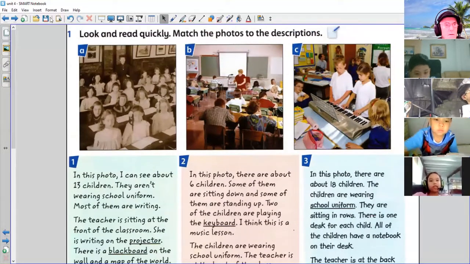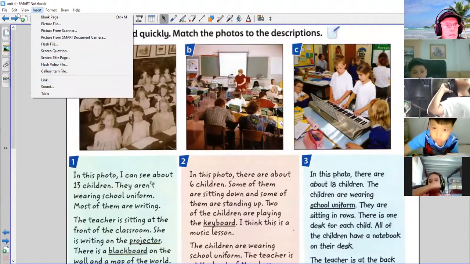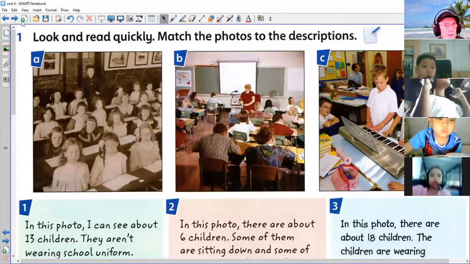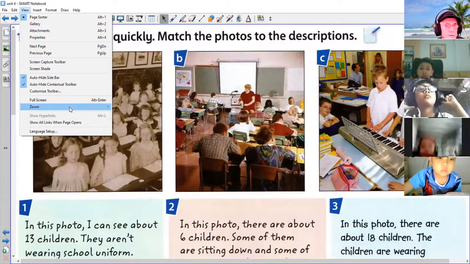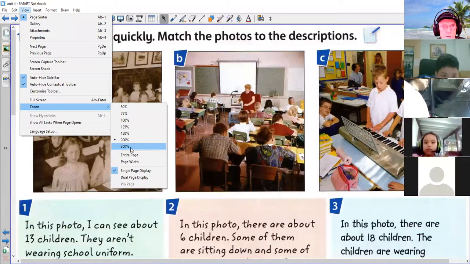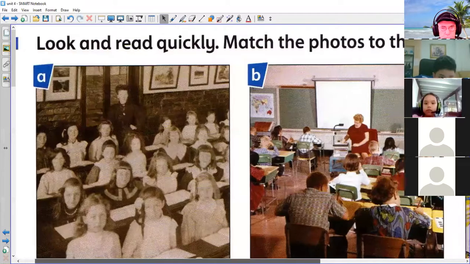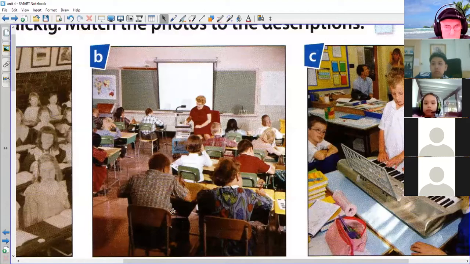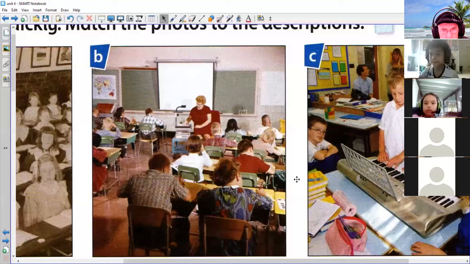So, quick look at picture B. I like to talk about pictures because there's lots of language in a picture, isn't there? So, there's picture B. This is a kind of classroom that when I was a boy at school, we had classrooms very much like this. Students sit in rows. Not always, but sometimes. Rows means in lines.